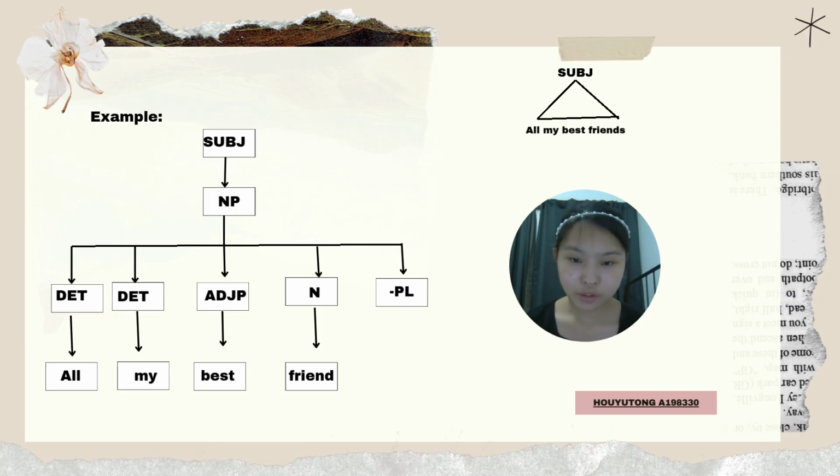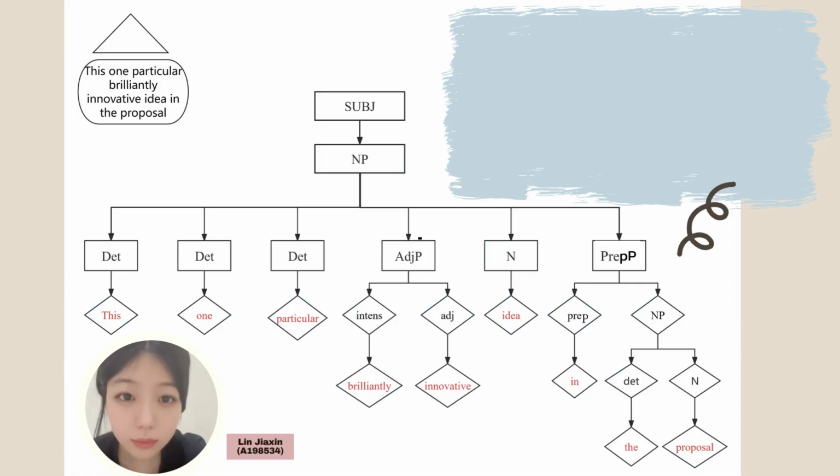Now let's focus on the subject structure. It follows the pattern subject, determiner, adjective phrase, noun. For this sentence, all is the determiner, my is the determiner, best is an adjective phrase, friends is the noun.